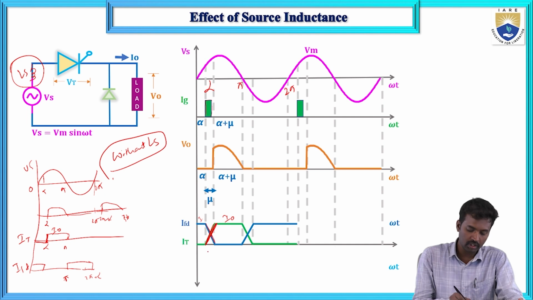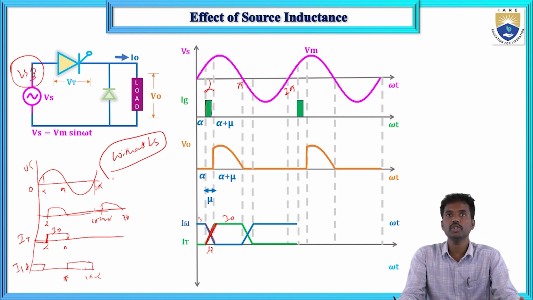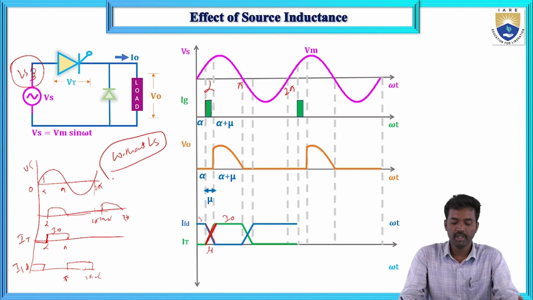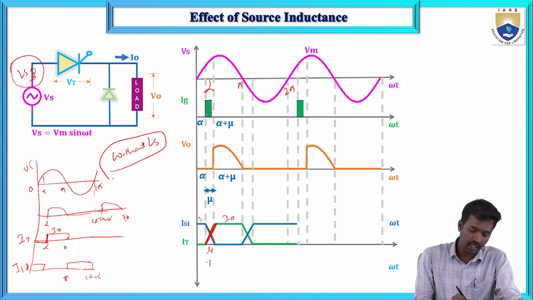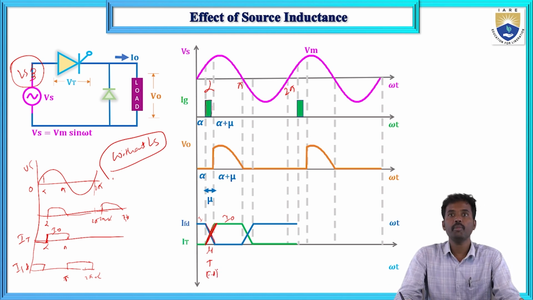This duration is known as mu, the overlap angle. I will define the overlap angle. In this duration, the thyristor and freewheeling diode are both conducting. The overlap angle is defined as the angle for which all the switches conduct at the same time.